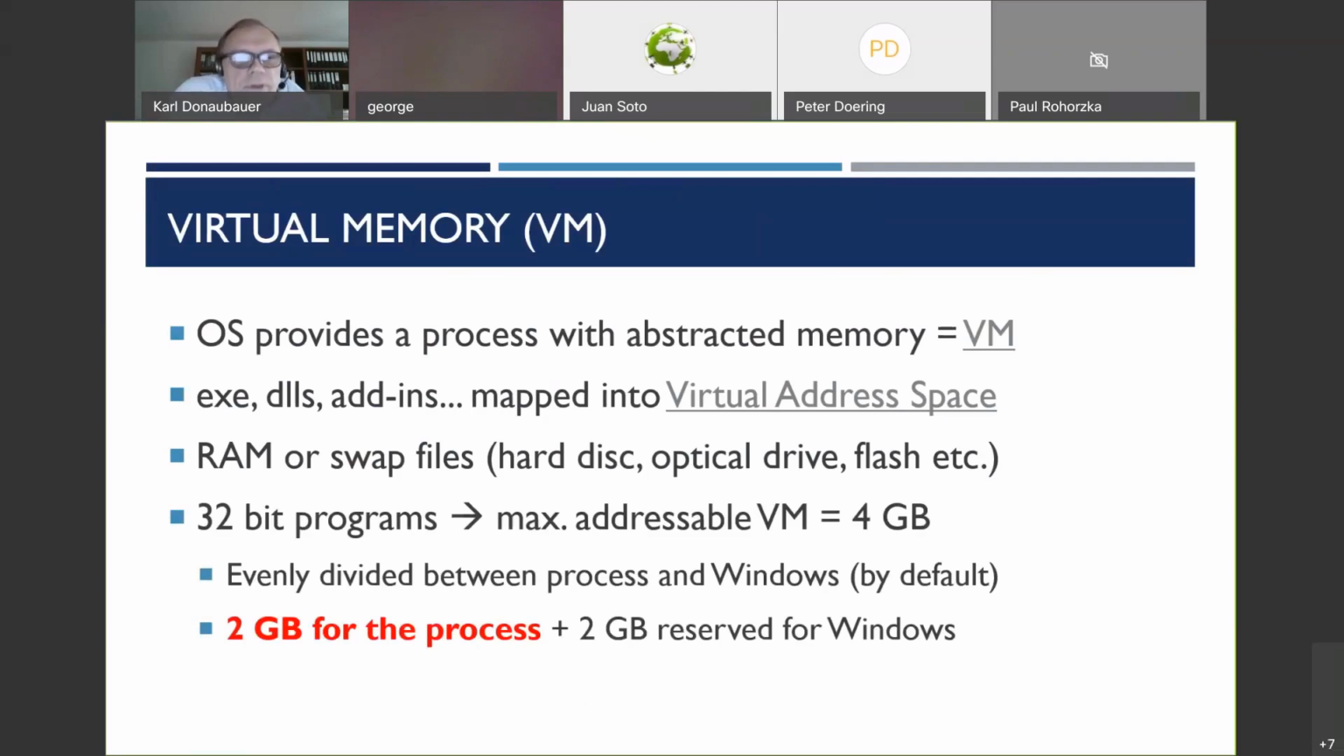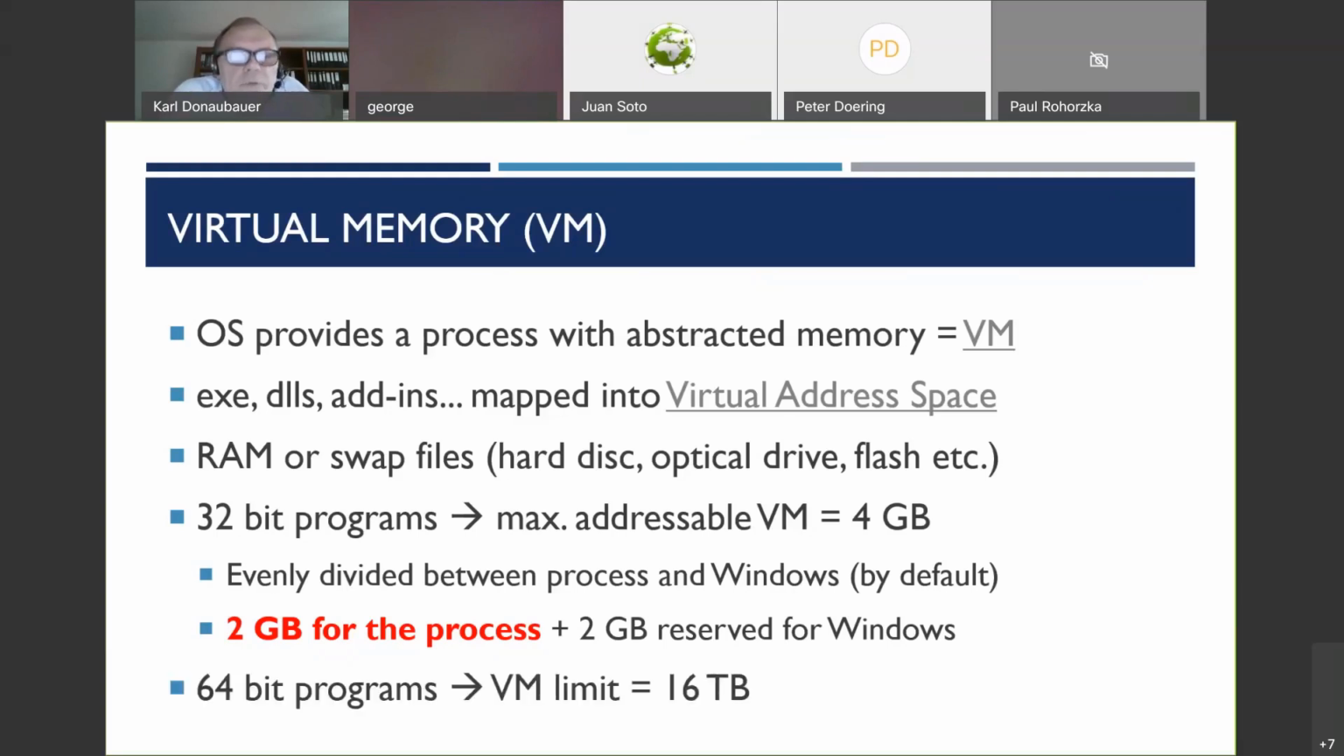The most important point is that for 32-bit, this virtual memory is limited. There's a hard limit of 4 GB for 32-bit. And even that 4 GB, you don't get by default because it is evenly divided between the process or program and Windows itself. So what you get for your process, for your Access application, is 2 GB. And the other 2 GB by default go to Windows. That's the situation. And this is a hard limit.